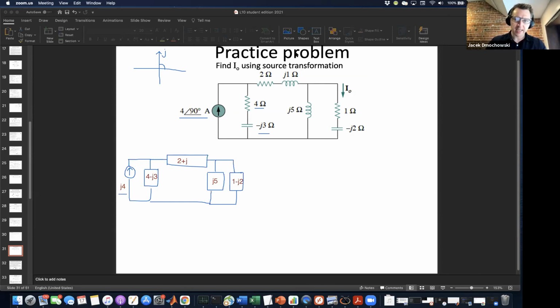And now what I'm going to do is take this and express it as a battery in series with 4 minus J3. I'm just going to keep these two over here. And now this is still 4 minus J3. And this is still 2 plus J. So now these two will be able to be combined in just a minute.